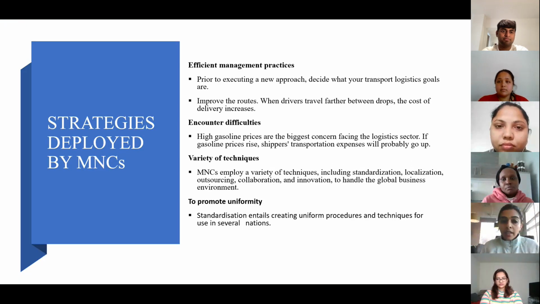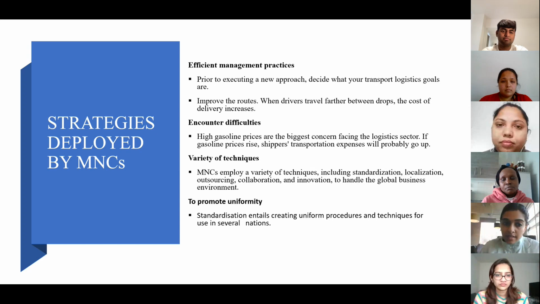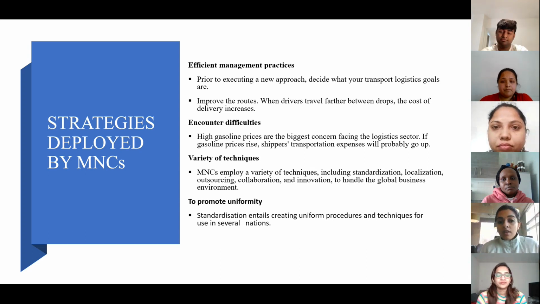Thank you, Riddhi. So I'm here to explain the strategies deployed by MNCs in the logistics industry. The first one is efficient management practices. Prior to executing a new approach, decide what your transport goals are. That is, logistics goals are one of the main efficient management practices that the logistics industry follows.